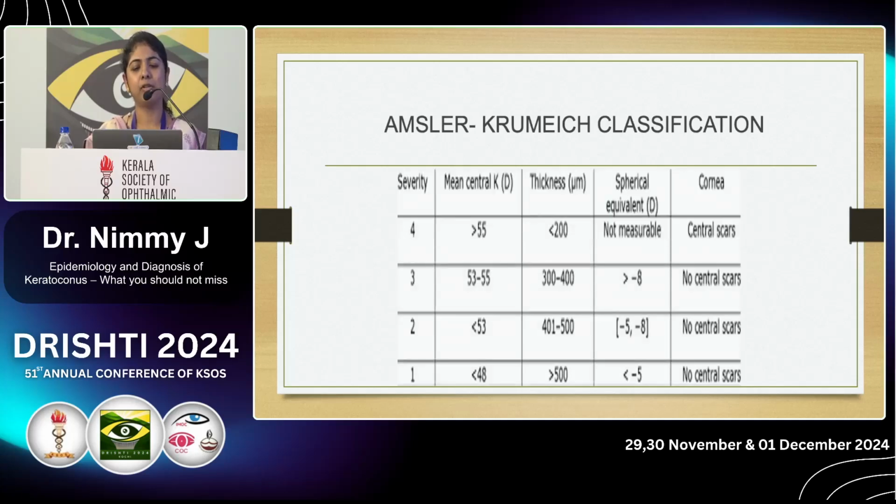This is the Amsler-Krumeich classification, grading keratoconus into 4 stages, stage 1, 2, 3, 4, based upon the mean central keratometry value less than 48, less than 53, 53 to 55 and more than 55. It also takes into account the central corneal thickness, spherical equivalent and presence or absence of central corneal scars.